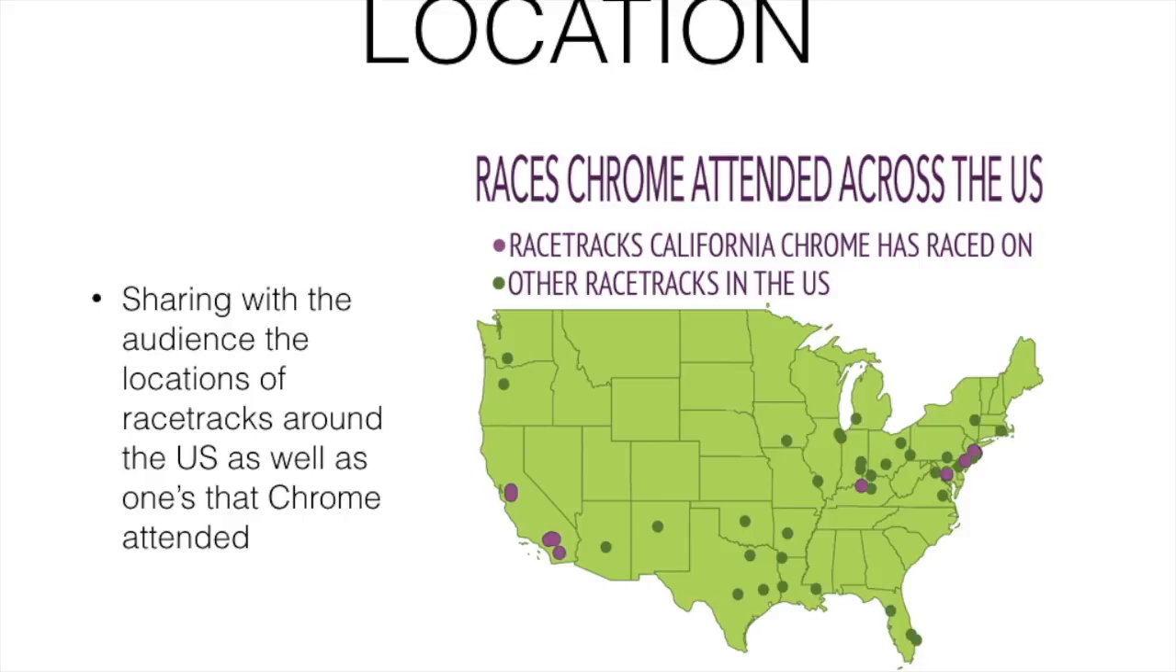So my locations display was to show the different racetracks across the US. These are the most major ones. And then I wanted to point out the ones that Chrome has actually attended. So you can see that he's been to a couple on the East Coast, but he's mostly stayed in California, which is where he lives. I just wanted people to have a general idea of where these racetracks are, and some people might not even know that we have one in Washington.